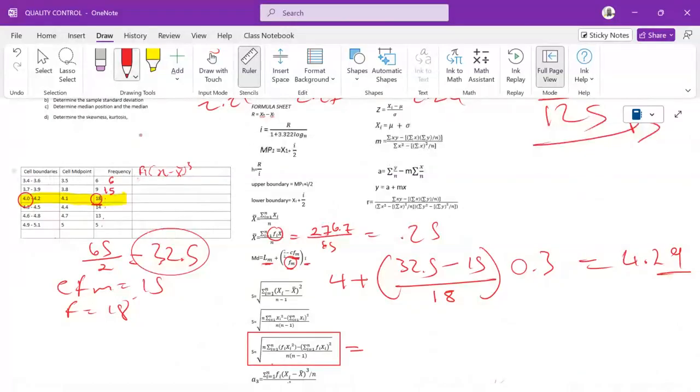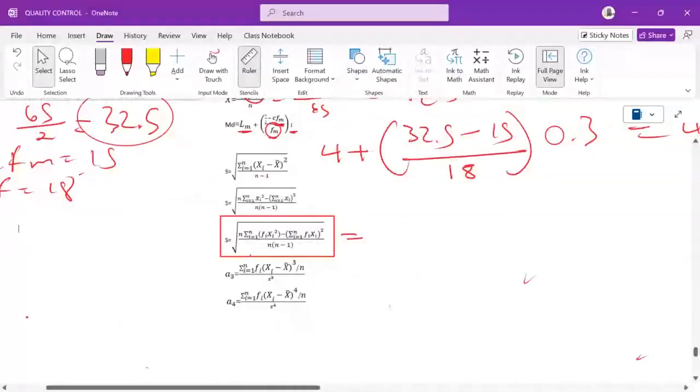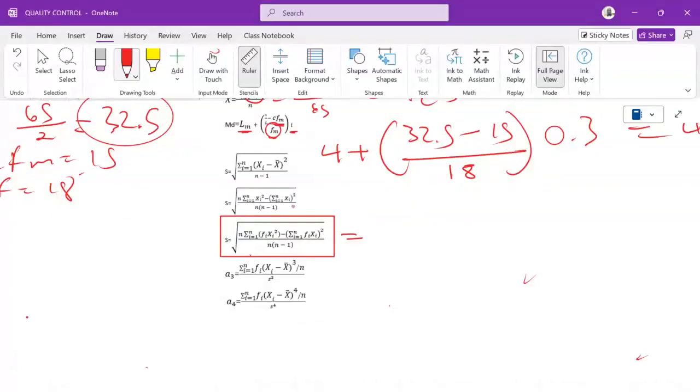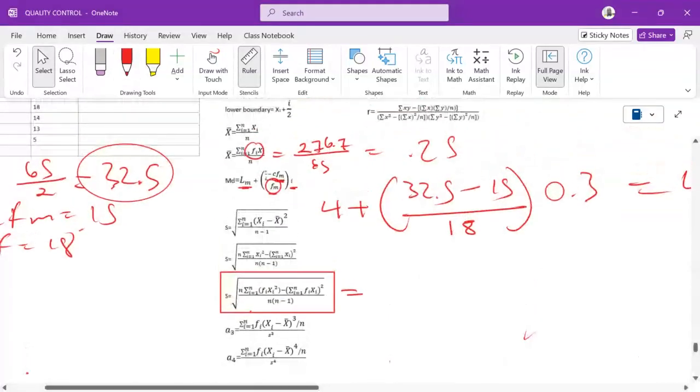Frequency, delete here. You stick to this formula when looking for skewness. Its original formula is this one here. So we are looking for these values here. We're looking for the standard deviation. We are looking for fxi minus that, what you call the x bar.